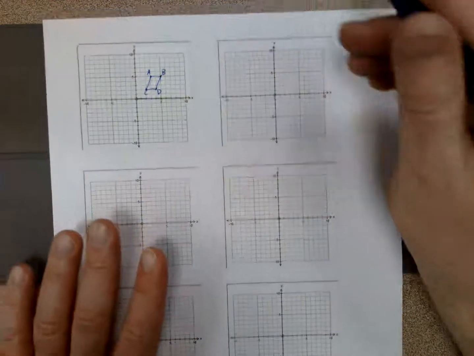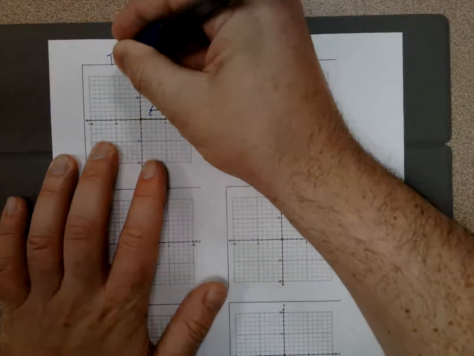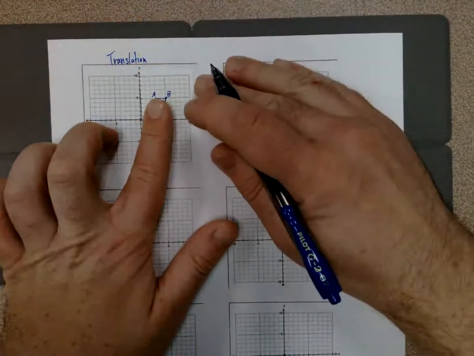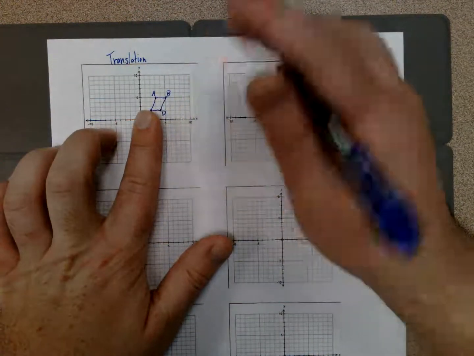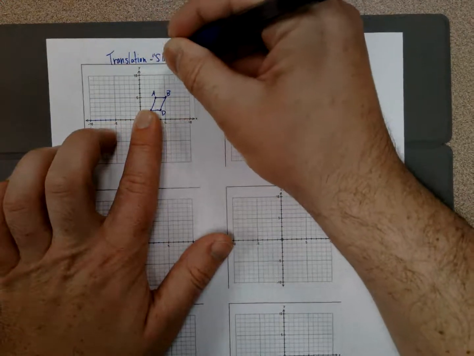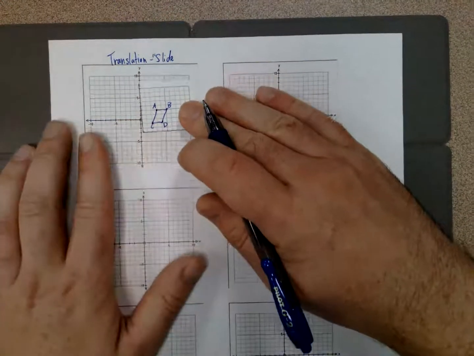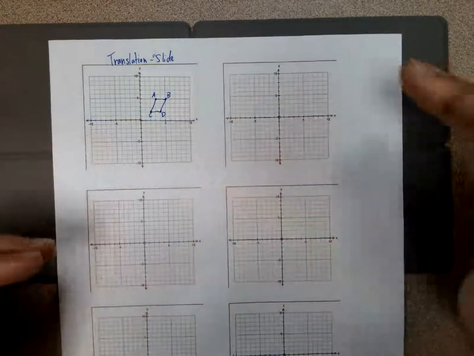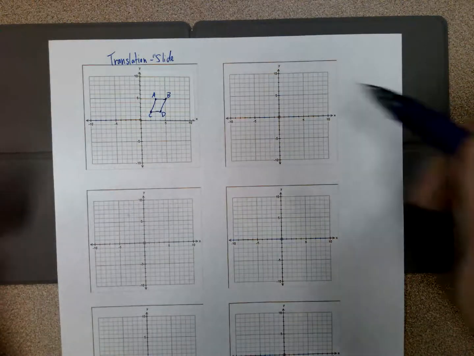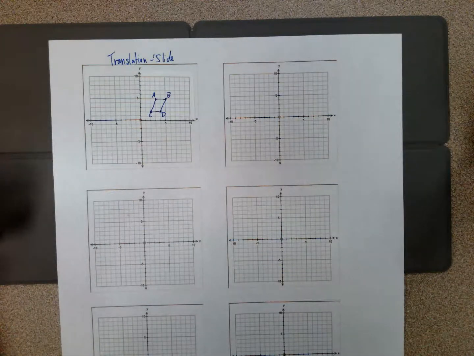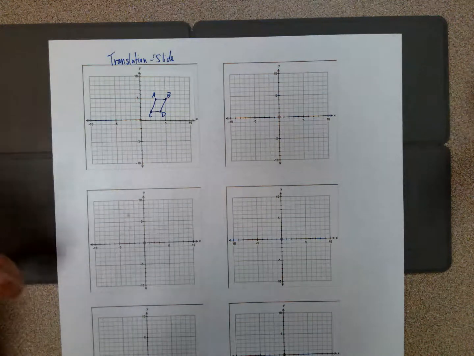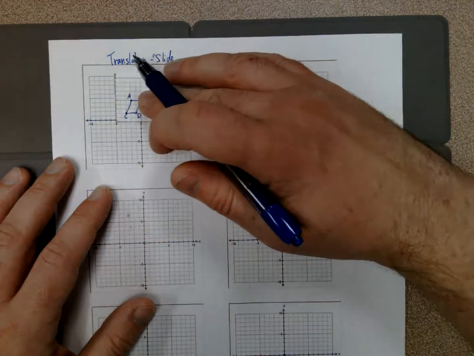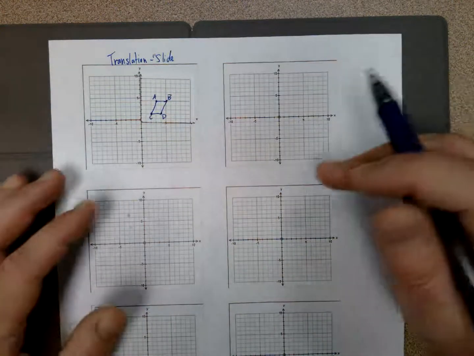The first one we're going to look at is known as a translation. A translation is sometimes known as a slide because we're going to take this shape and move it around our graph. Since this is a two-dimensional graph with two axes, we can translate it in really four directions: up and down, or left and right, or a combination of that.